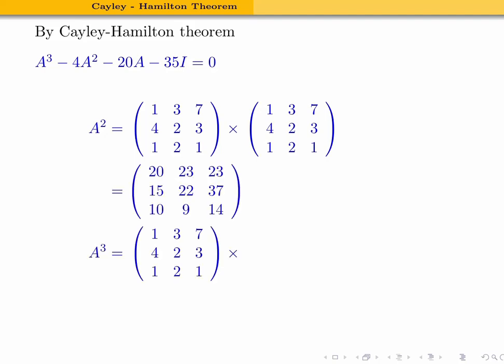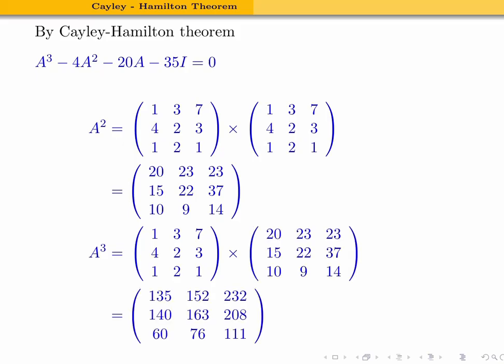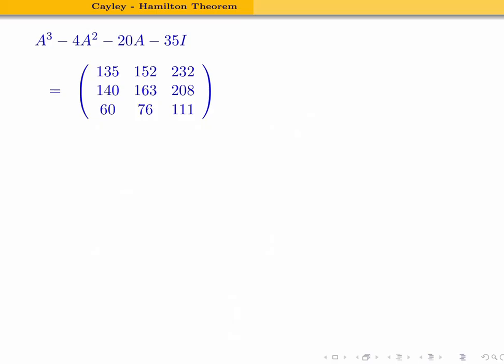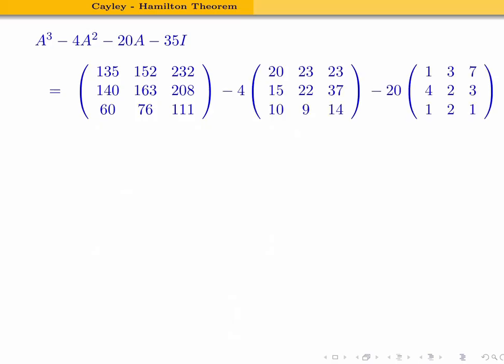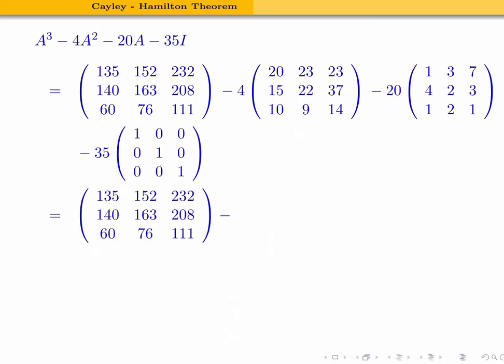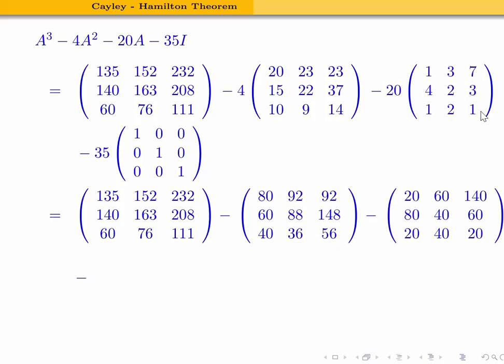Similarly we need to find A cube. A cube is nothing but A into A square. So we got A square and A cube. Now replace them in the Cayley-Hamilton equation: A cube minus 4A square minus 20A minus 35I. We simplify this: multiply the 4 with all the entries, and we get this matrix. Next we multiply 20 with all the entries. Next we multiply minus 35 with all the entries. So we will get this.